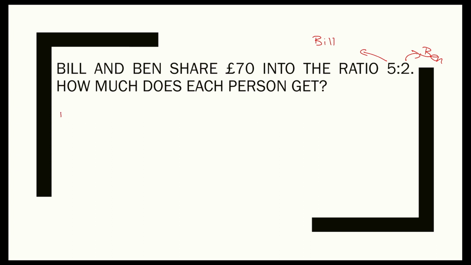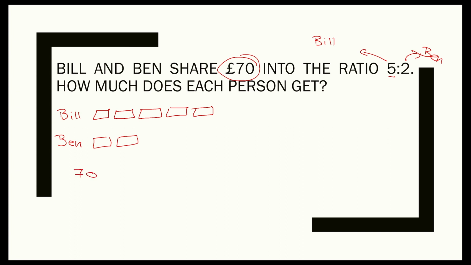The next thing to do is to draw our ratio in the form of boxes, and this will allow us to see what is happening exactly. Bill therefore gets 5 boxes and Ben gets 2. We now want to share our £70 evenly between our boxes. Since we have 7 boxes, we divide 70 by 7, which gives us 10. This 10 goes in each of our boxes.